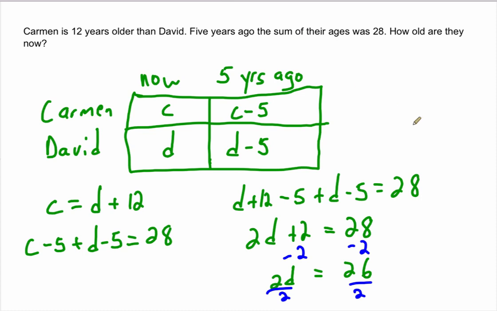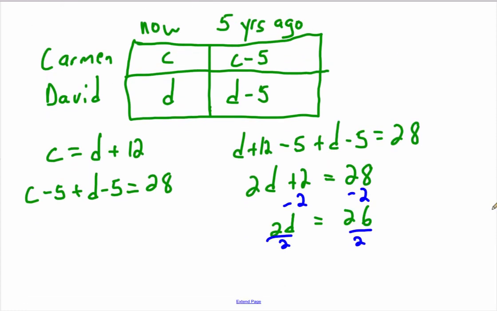I'm running out of room here. Let's see if I can deal with that. D equals 13. Now I'm going to go back to maybe this equation here. I could use either one, but this one's nice and easy. So 13 plus 12, no problem. C must equal 25. Once again, I think that C is 25, and I think that D is 13. Therefore, 5 years ago, Carmen must have been 20, and David would have been 8.